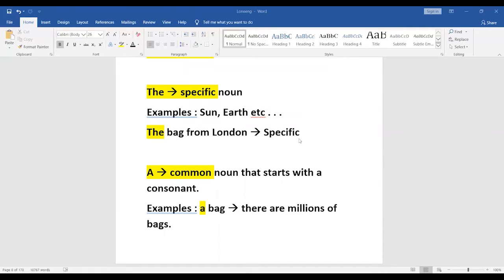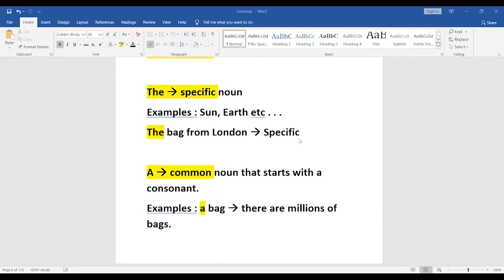So the first article I'm going to teach you is the. Okay, the is an article and it is used in front of a specific noun. When you want to talk about something very specific, something that's very unique, then you use the. It is totally up to you where you want to use it, why you want to use it, but you use it for specific nouns. For example, if you want to say the sun or the earth, now these two, sun and earth, are very specific. They're unique. You don't have another sun, you don't have another earth. So that is the reason why we say the sun, the earth.